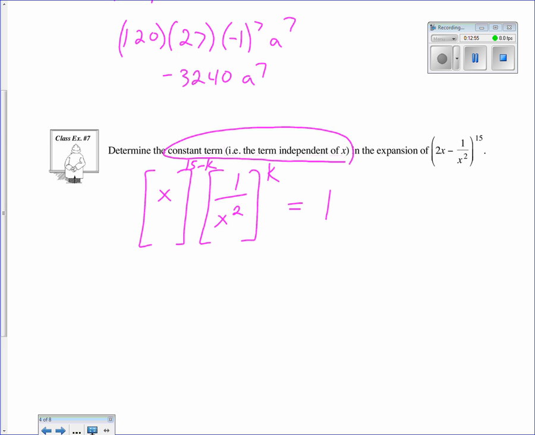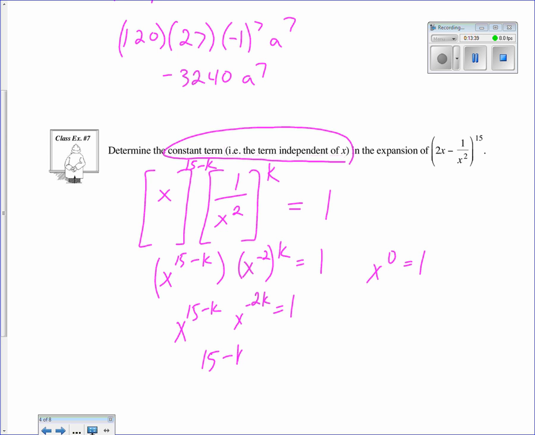So the exponent on my second term will be k, and the exponent on my first term will be 15 minus k. And I need to simplify that. I've got an x squared in the bottom, which is just awkward. So I've got x to the 15 minus k times x to the minus 2 to the k is equal to 1. That's x to the 15 minus k times x to the minus 2k is equal to 1. Well, in order for that statement to be true, I must have x to the 0 equal to 1. That means that 15 minus k plus minus 2k has to be equal to 0. That's 15 minus 3k is equal to 0. That's k is equal to 5.